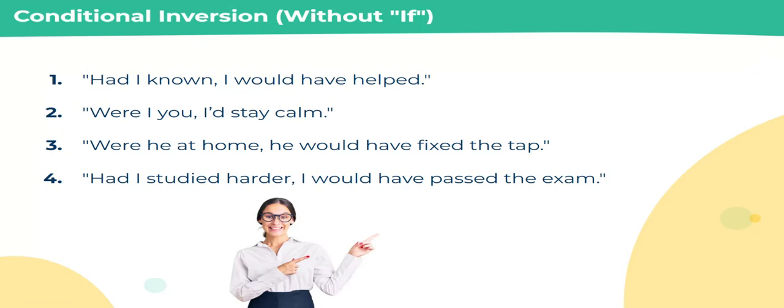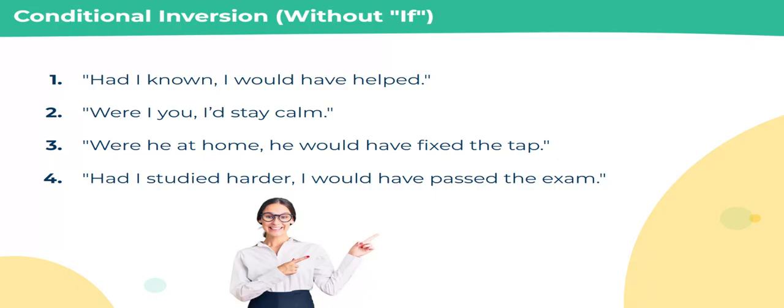We also do conditional inversion without if. Have a listen to these examples. Number 1. Had I known, I would have helped. Okay, now a regular sentence would be, if I had known, I would have helped. But we can create this conditional inversion. Number 2, were I you, I'd stay calm. The regular sentence for that, if I were you, I'd stay calm. However, with inversion, were I you, I'd stay calm.